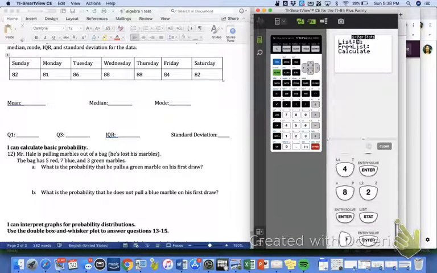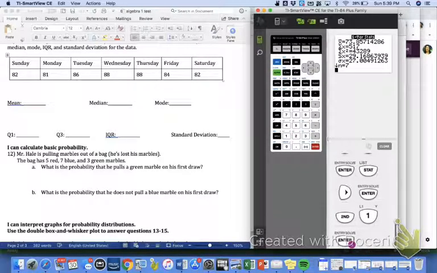Make sure it's set to my L1 because that's where I put the numbers, and it's not. So I need to hit second, and then where the L1 is, right above the 1. Hit Enter, Enter, and calculate. So there's all those numbers given for me. So again, I could have just added all the numbers together and divided by 7 to get the mean, but my calculator gives it to me right there.